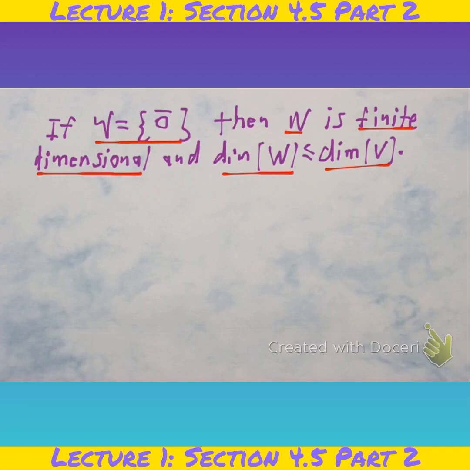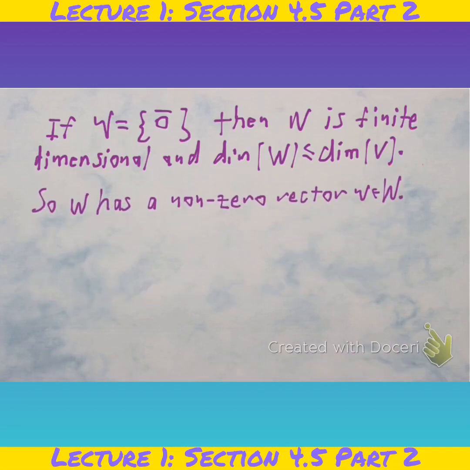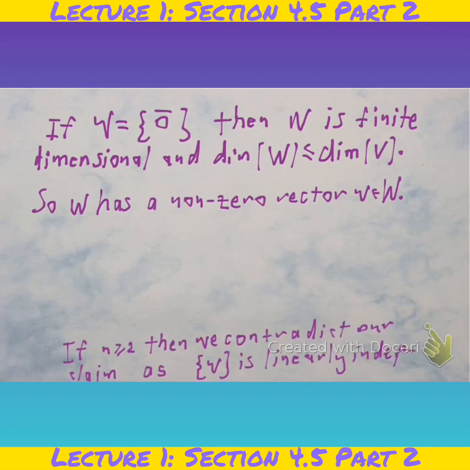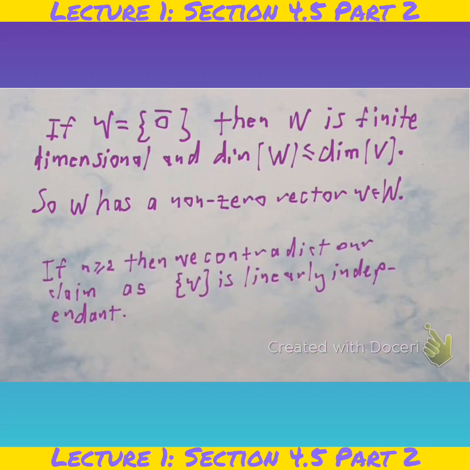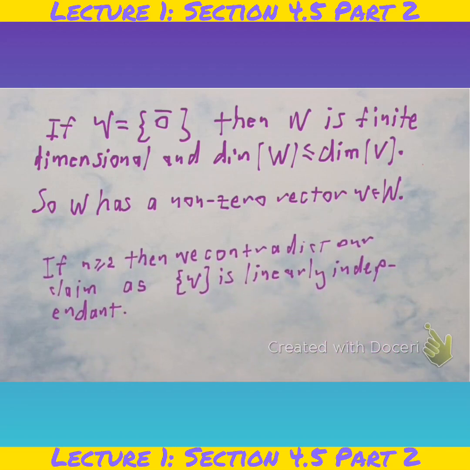So we may assume that W is not only the zero vector, so W has a non-zero vector. Let's call that vector w, okay? Alright, so what happens if the dimension of V is at least 2? That means that n is at least 2, and we contradict our claim. Now, why are we contradicting our claim? What claim are we contradicting? That's the question.